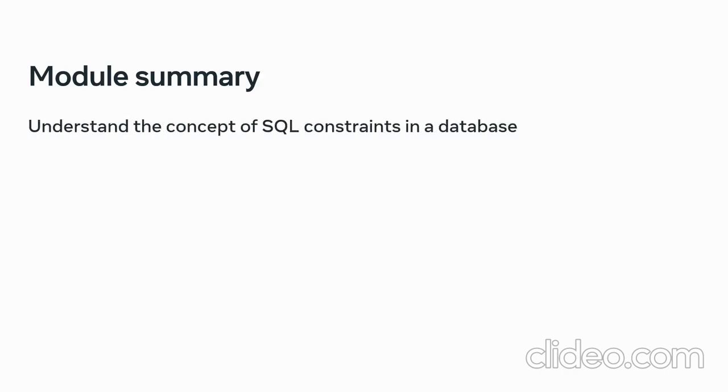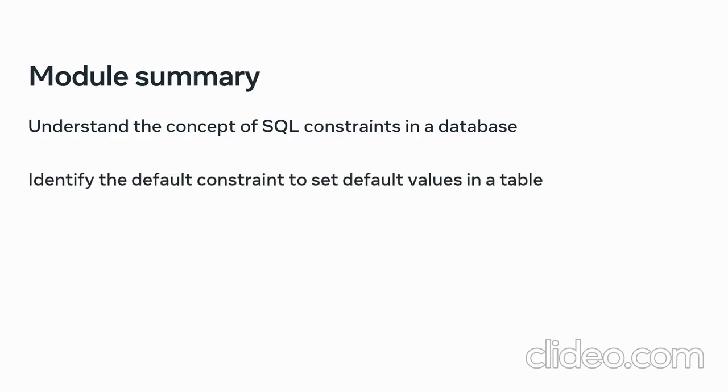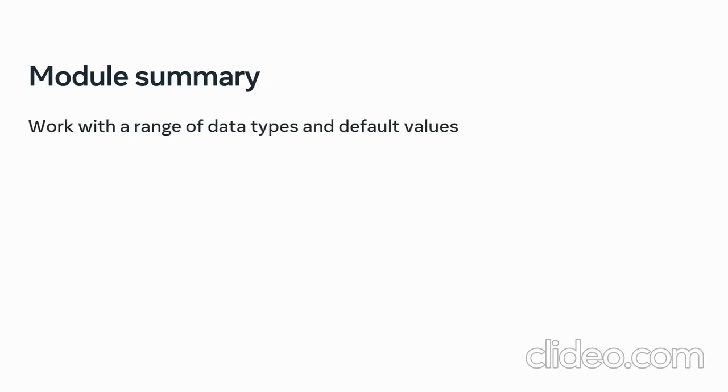Now that you've completed the lesson on default values, you're able to demonstrate an understanding of the concept of constraints in a database with SQL syntax and identify the default constraint to set default values in a table. As part of this lesson, you also undertook a series of exercises focused on SQL data types. Having successfully completed these exercises, you can now demonstrate your ability to work with numeric data types, string data types, and default values, and outline how to select the correct data type for your data.